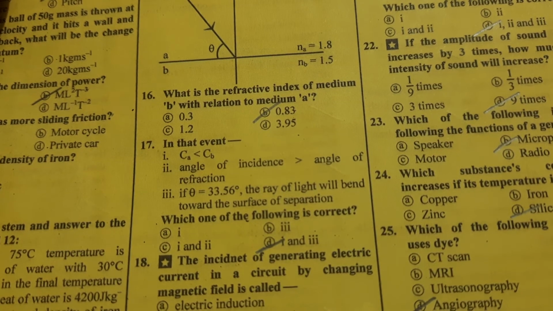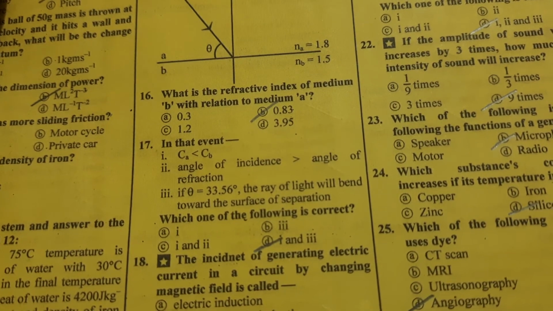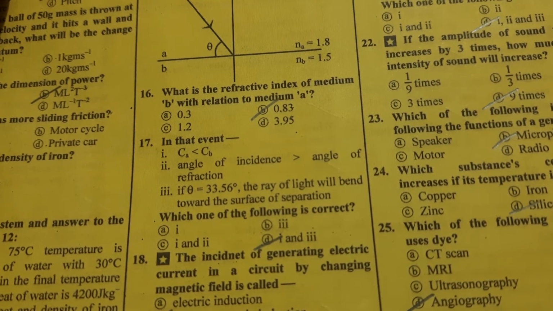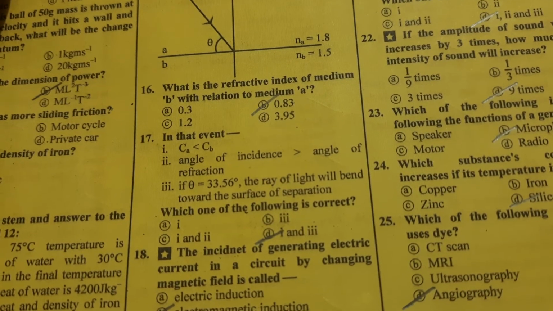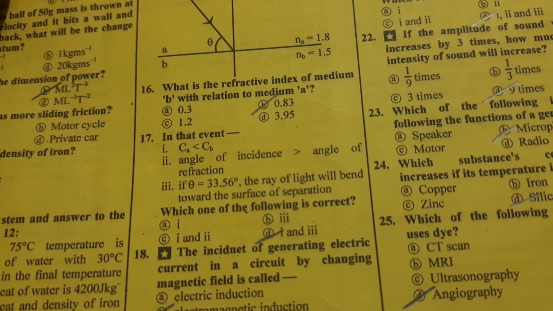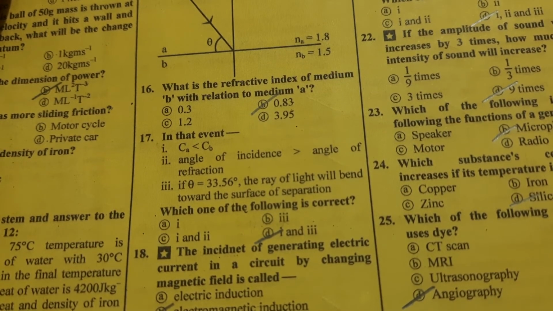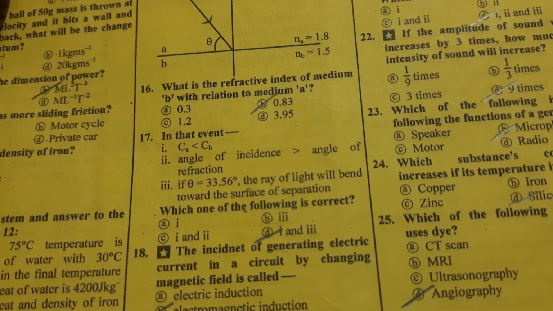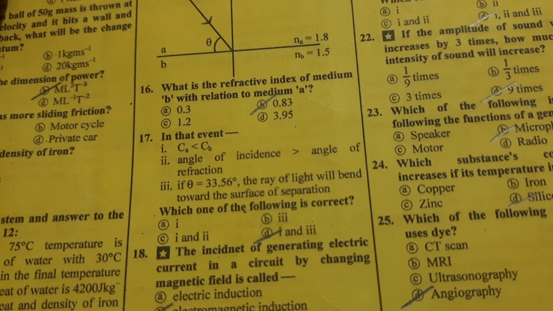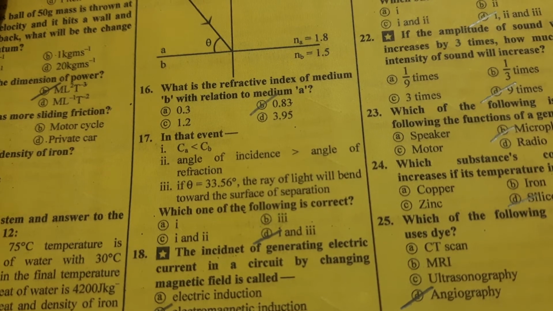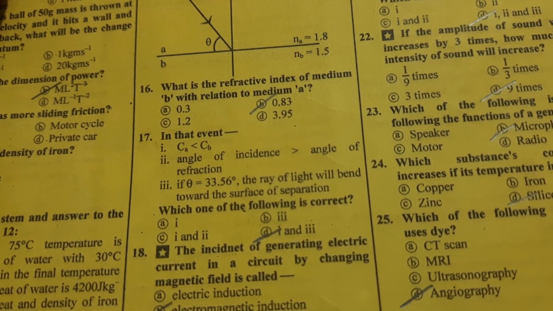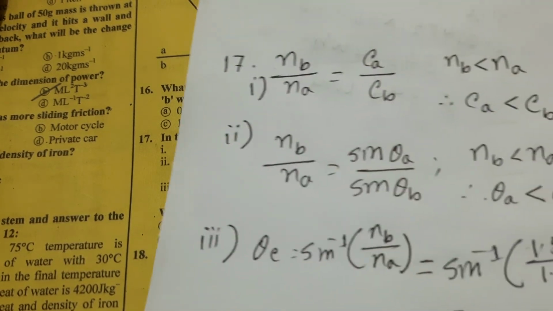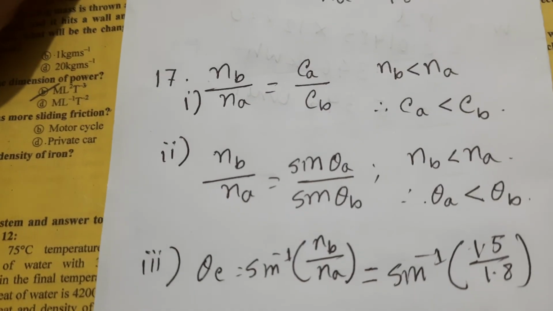Question number 17. In that event, statement 1, CA less than CB. Statement 2, angle of incidence greater than angle of refraction. And statement 3, if theta equals 33.56 degrees, the ray of light will bend toward the surface of separation. Which one of the following is correct? Here the answer is option D, 1 and 3. Statement 1 and statement 3 are correct. This is the explanation for this question.